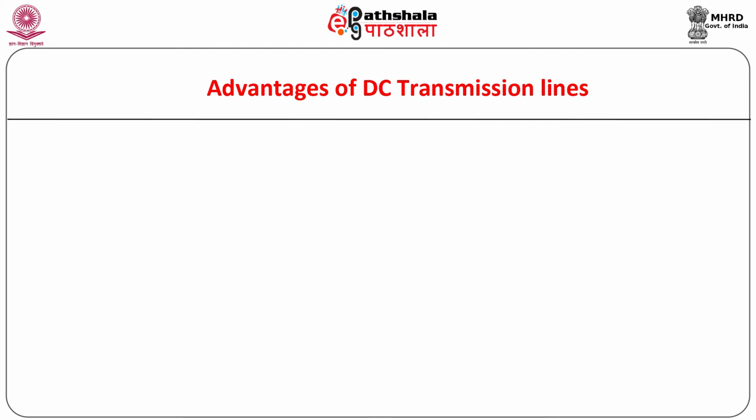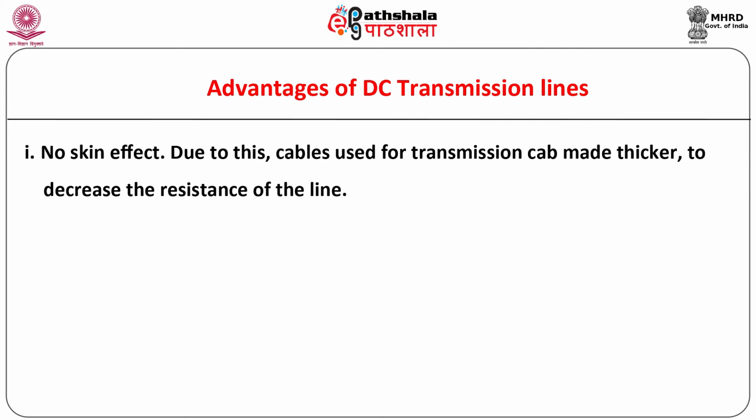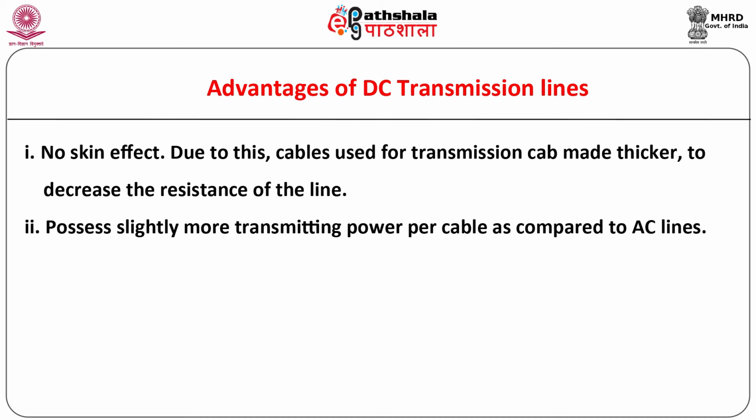There are many advantages of DC transmission lines over AC transmission lines. For example, DC lines suffer no skin effect. Due to this, cables used for transmission line can be made thicker to decrease the resistance of the line. DC lines possess slightly more transmitting power per cable as compared to AC lines for similar equivalent conditions. DC lines can carry approximately double the power as the one carried by AC line at the same voltage.